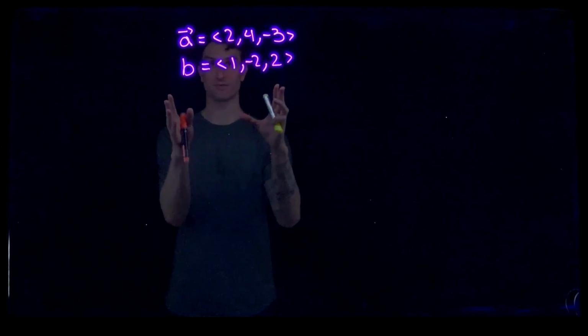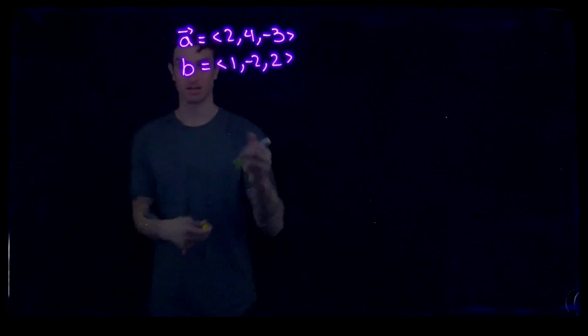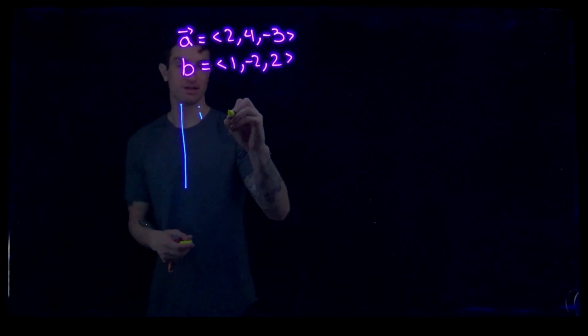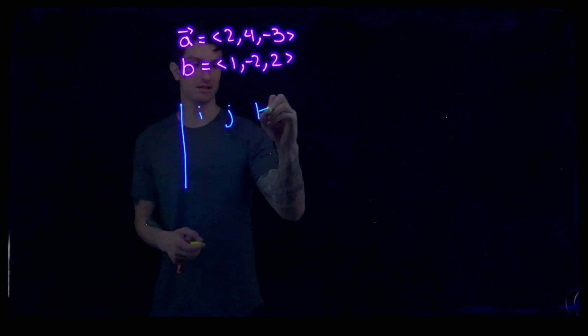So first things first, let's go ahead and set up our determinant. So we'll put some lines here. We'll put our i, j, and k.